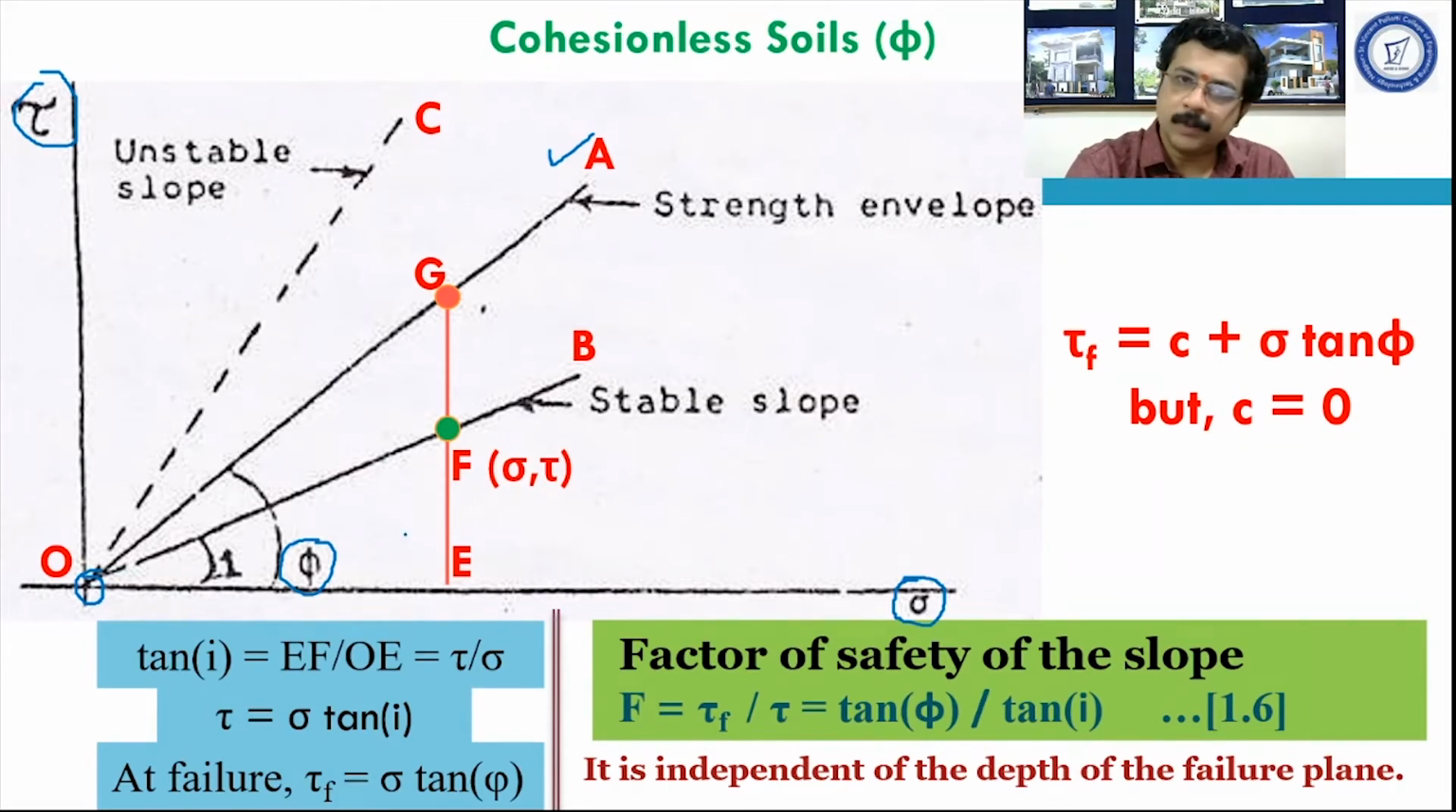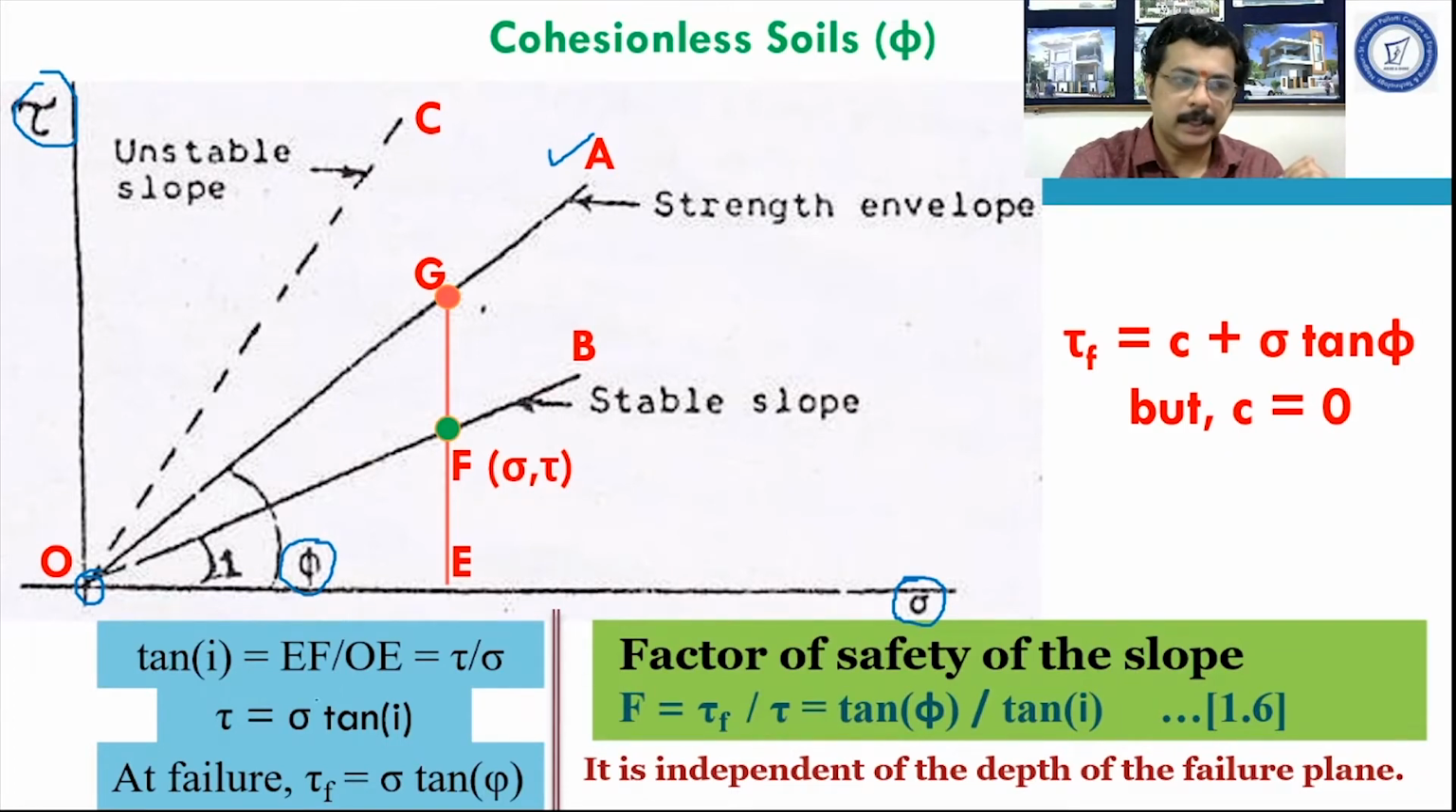How has this triangle been plotted? We have considered a soil element at a certain depth z below the ground surface. At that depth z, that point would experience normal stress and shear stress. So that has been plotted. OE would represent that normal stress and EF will represent that shear stress. In this way, point F will have coordinates sigma and tau. This is how this triangle has been obtained.